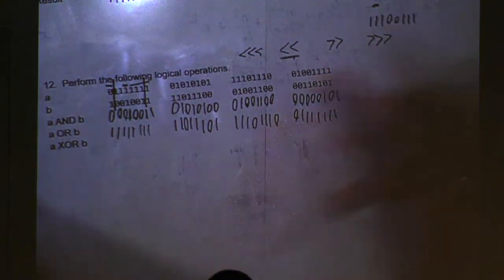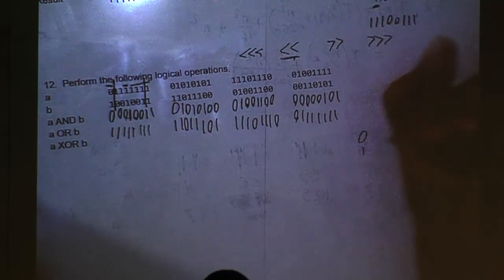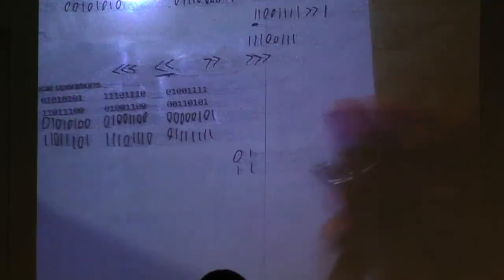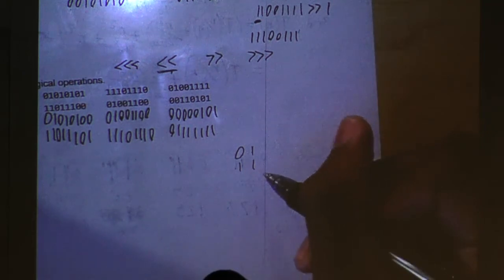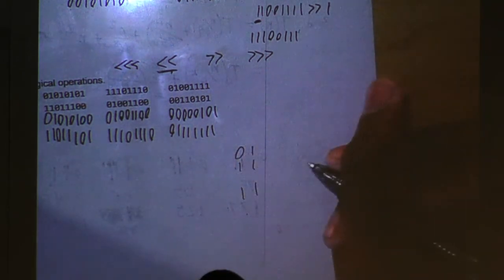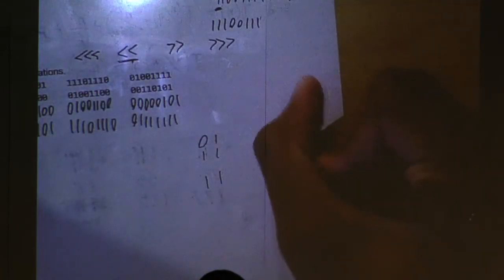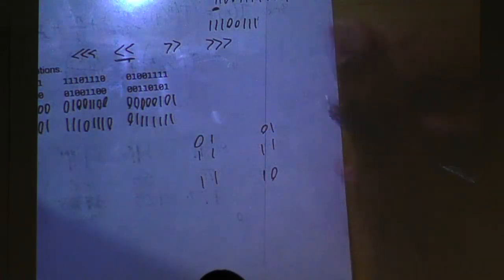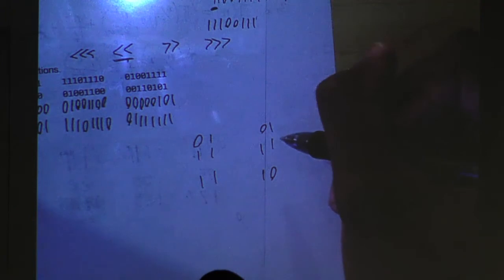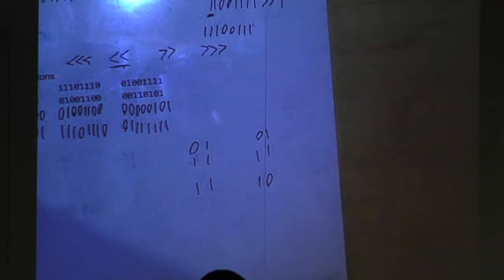So you know how, if you're doing regular OR for this, both of these are going to give you 1. But if you're doing XOR with these, this is going to give you 1, but this is going to give you 0, because both of them can't be 1. If both of them are 1, you're going to get 0 when you're doing XOR.